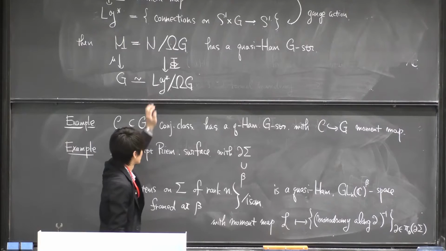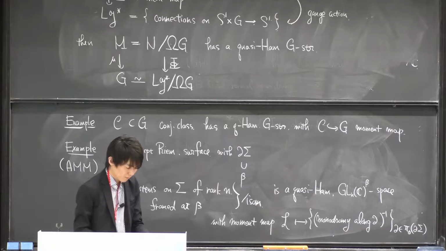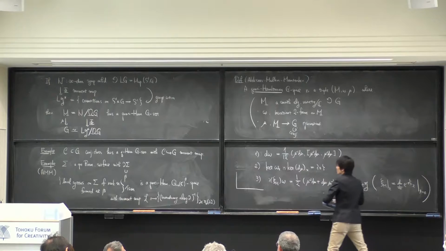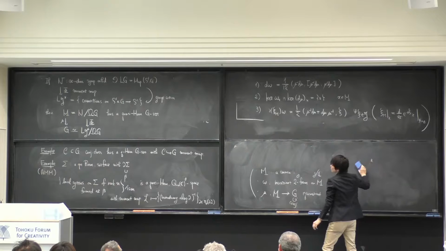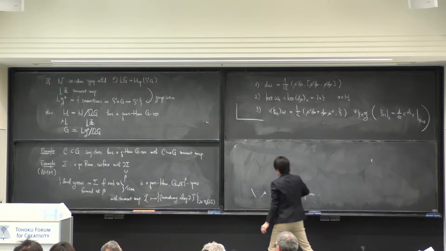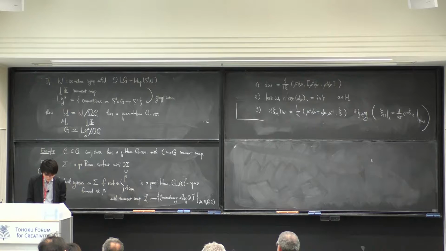So this is originally due to Alexeev and others. This is one of our motivations. As an analog of this fact, we wanted to show that the set of isomorphism classes of framed Stokes local systems is a quasi-Hamiltonian manifold.